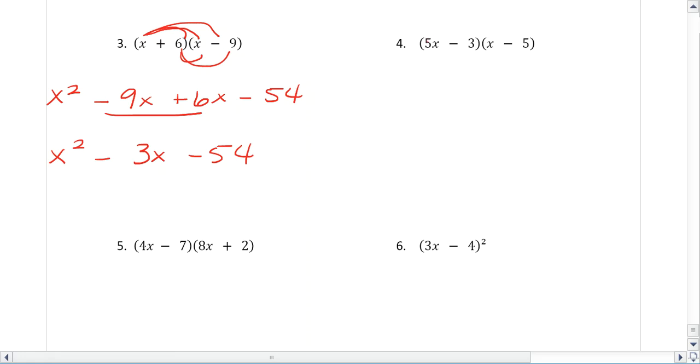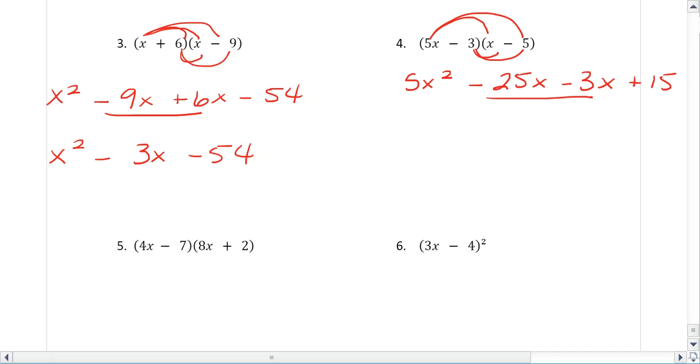Now sometimes there's a number in front of the x, and this example has two negatives. So let's do an example like this. 5x times x is 5x squared. The outer product is negative 25x. The inner product is negative 3x. And last times last, negative times negative, is positive 15. Once again, combine those two middle terms, and we'd get negative 28x plus 15. That's your final answer.